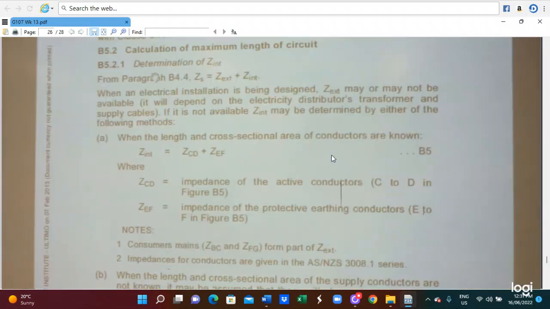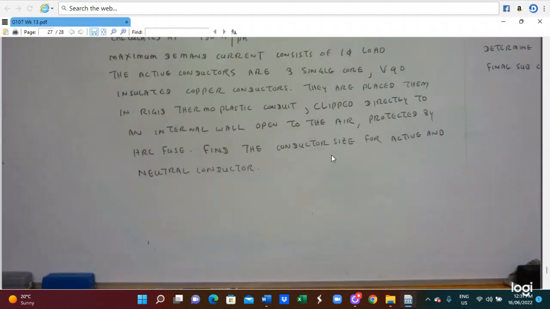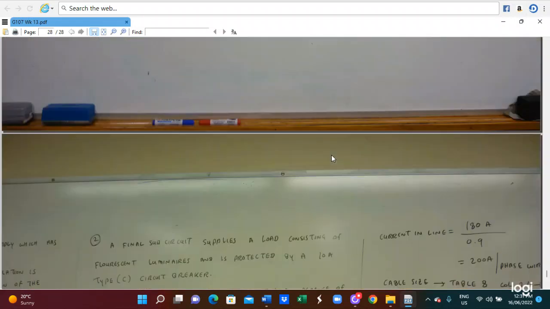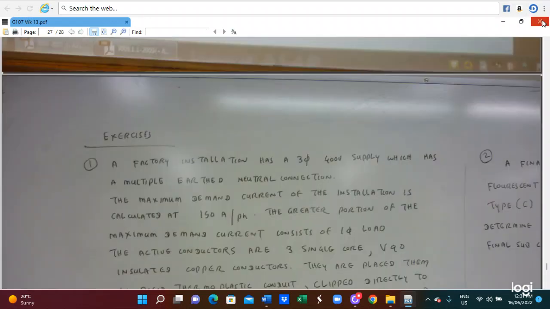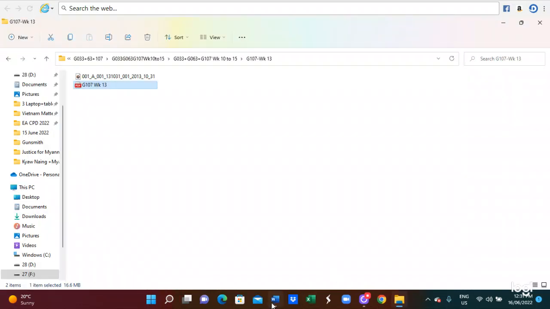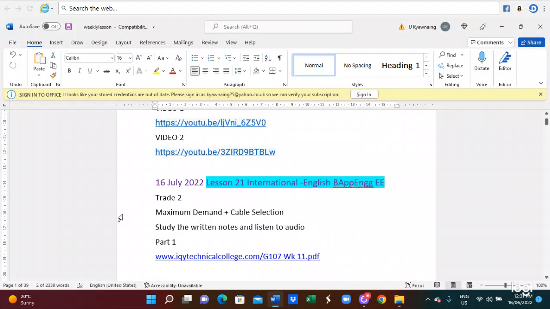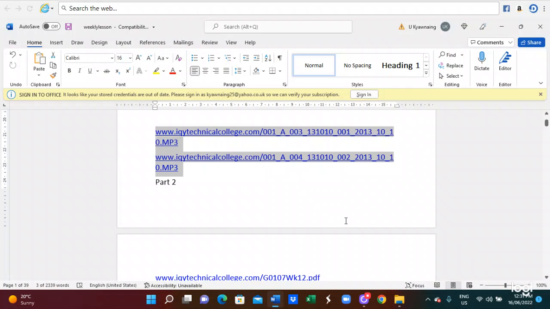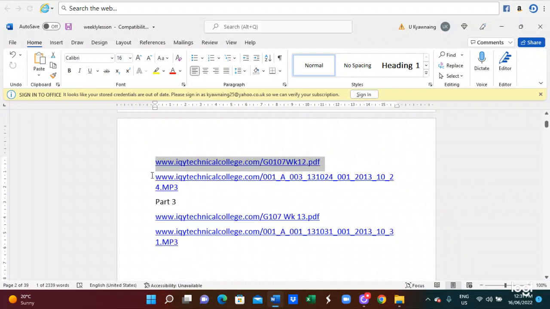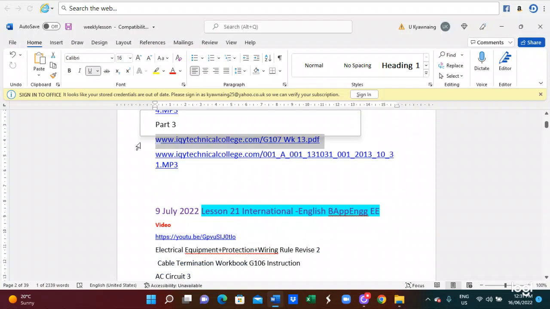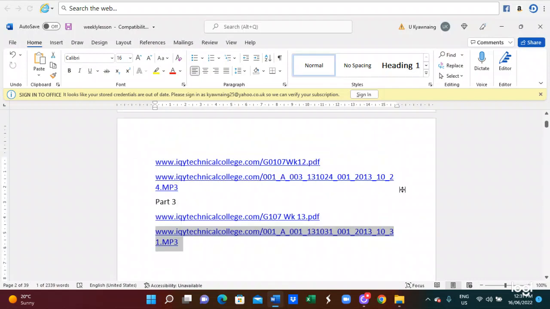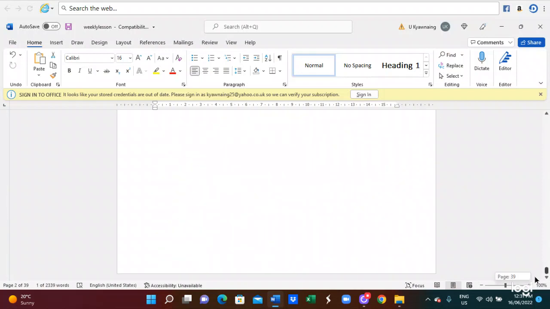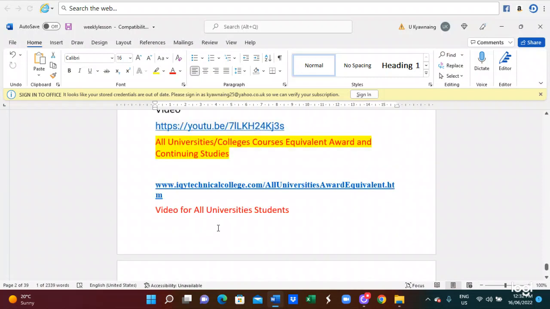Those are the revision questions, because of V1, V2, V3. I have already explained to you about the voltage drop calculation. So those are the revision. For the revision lessons, you have to read the revision lessons here: maximum demand, cable selection. This is the note, and this is the audio record. So you have to study those things, because in V1 we have all of these. I have already explained the details of the calculation.